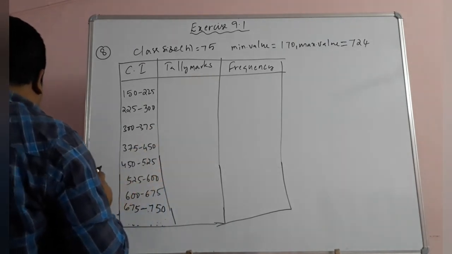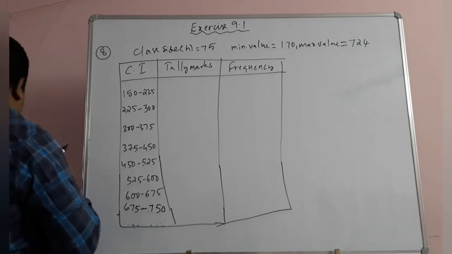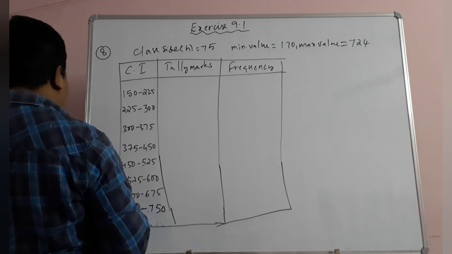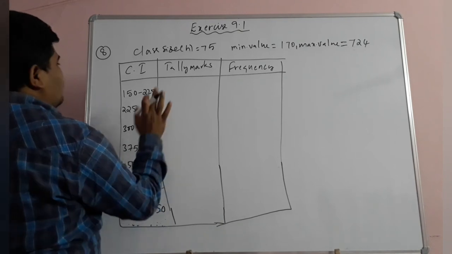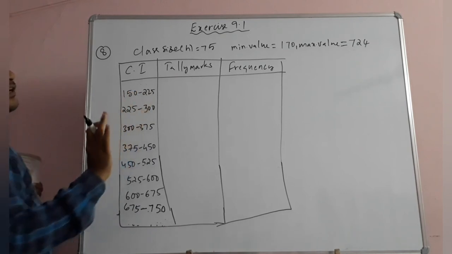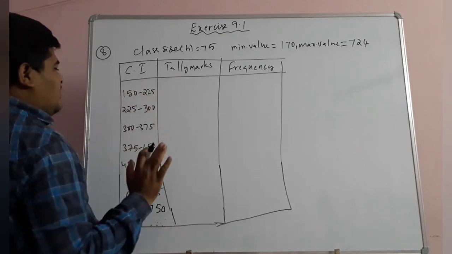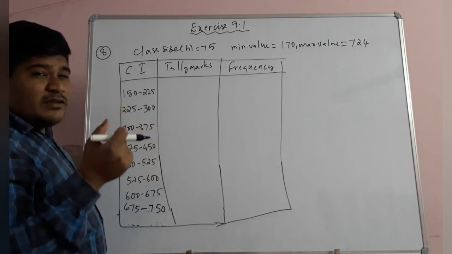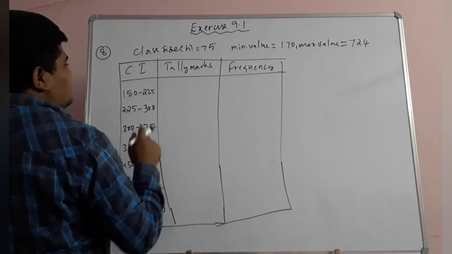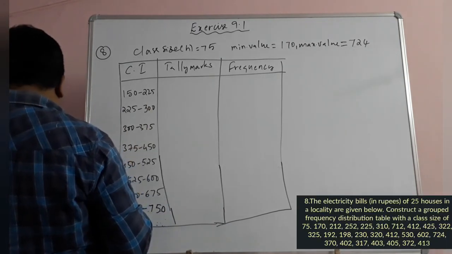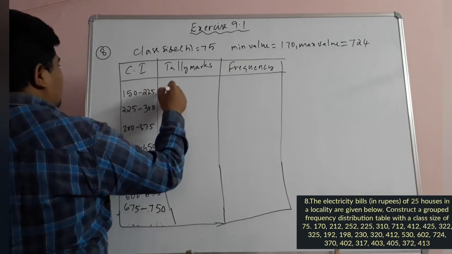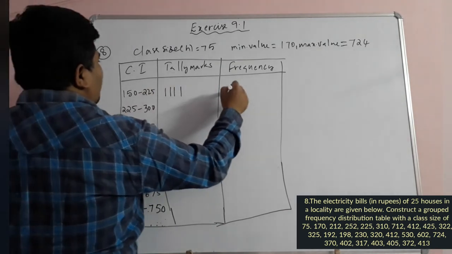Now children, from 150 to 225, let's see how many observations are there. Okay, children, 225 is there. The 225 we should not take into the first class interval. That will come in the second class interval. Don't count 225 in the first class interval. I told you, wherever it is there as the lower boundary, then we have to consider that particular observation. So from 150 to 225, children, there are 4 observations. So 1, 2, 3, 4 observations.